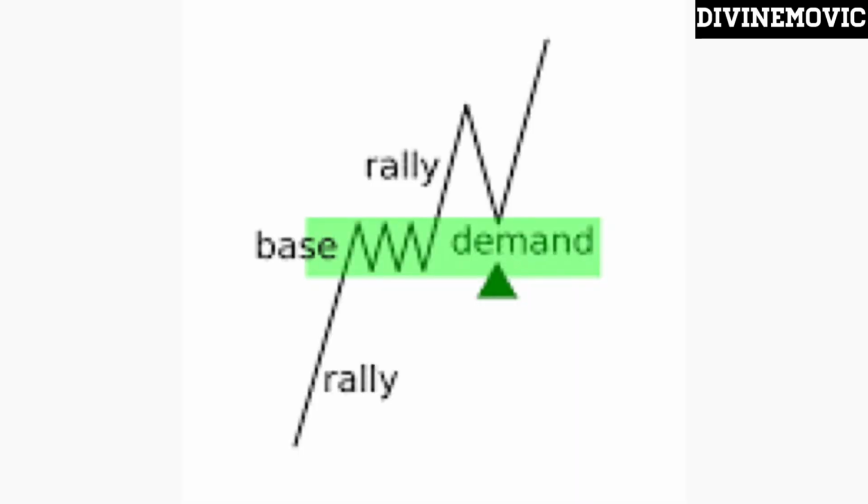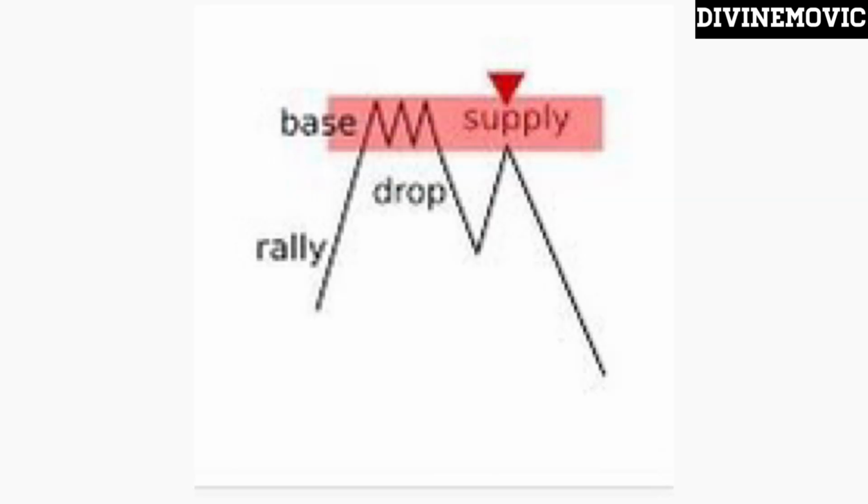You see? Now, the rally-base-rally forms when price distributes to the upside, goes into a resting phase, and then expands to the upside, leaving a zone which can be redefined into an order block. Now, the next type of supply and demand is simply the rally-base-drop.